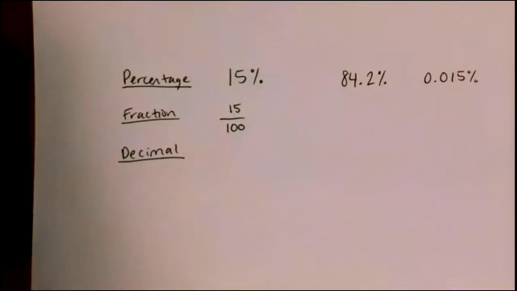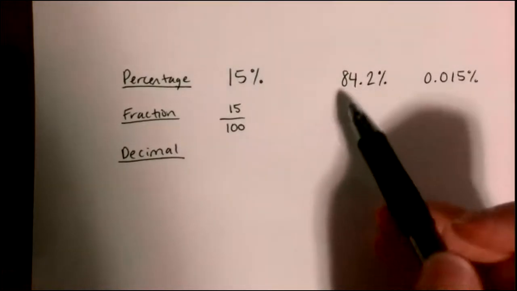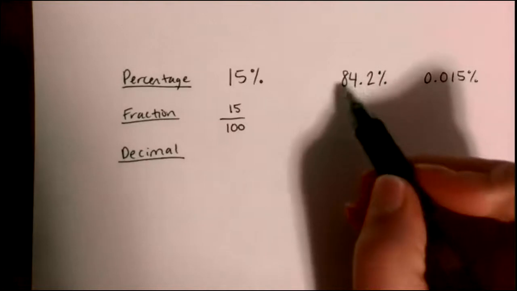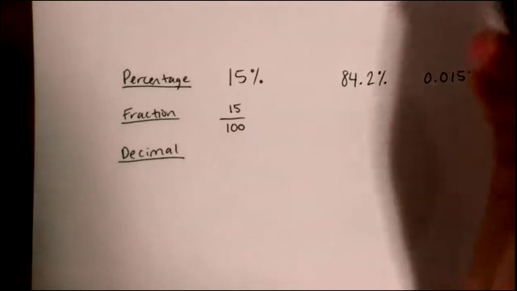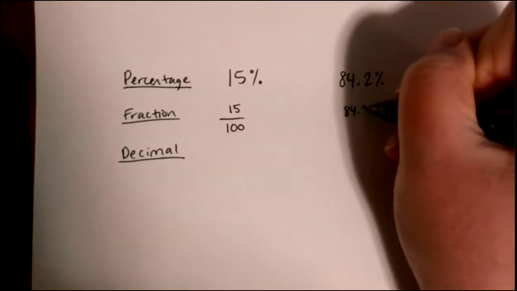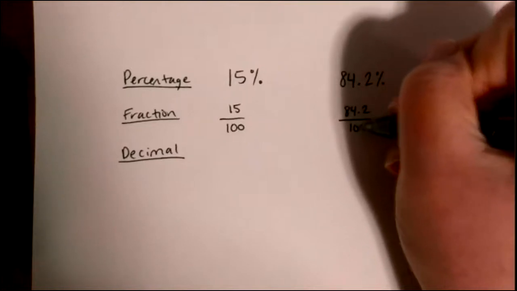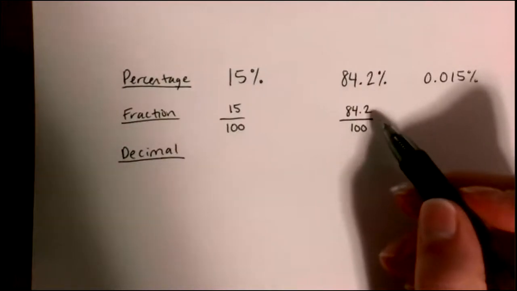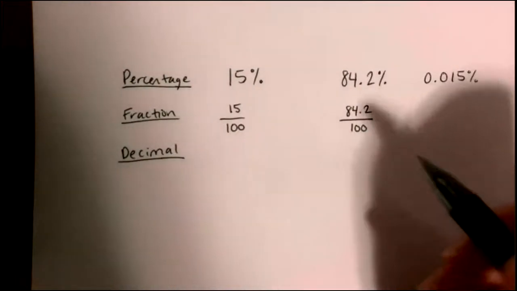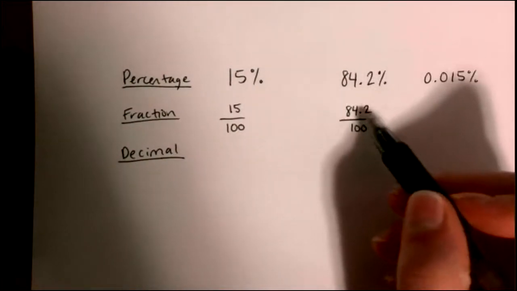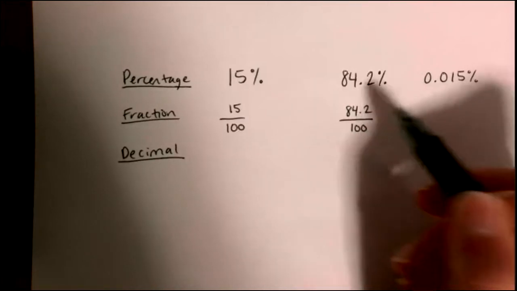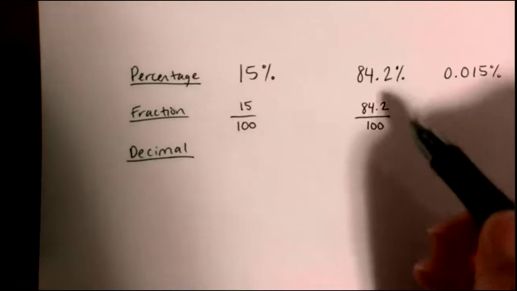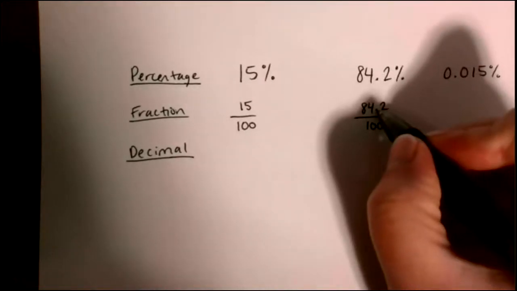Now same with these next two percentages, 84.2%. Even though there's a decimal, we can just take this entire number, 84.2, put that over 100. Now, we need to make this look a little bit better. So we want to change this into a whole number. Now, the only way we can do that is to move our decimal one place to the right.